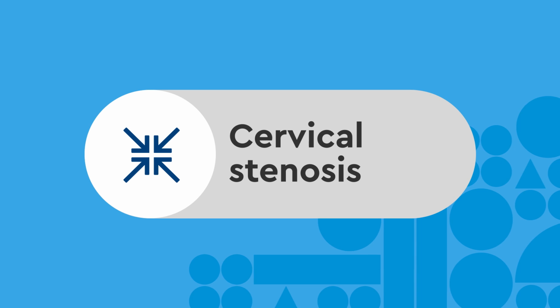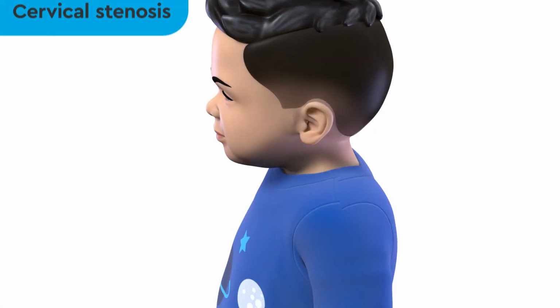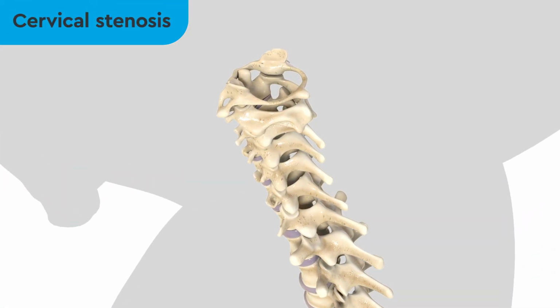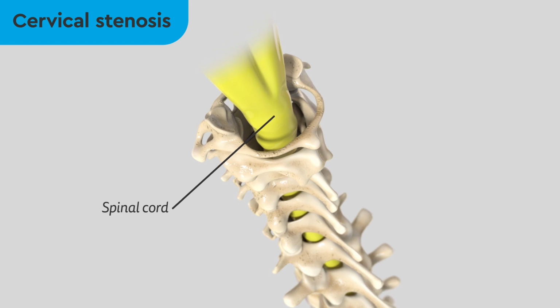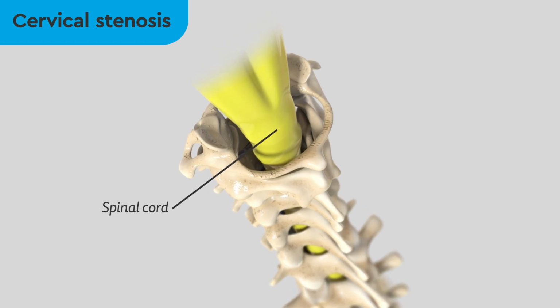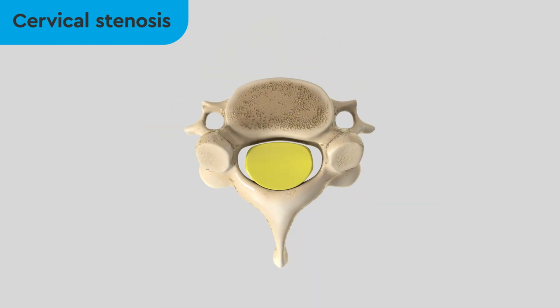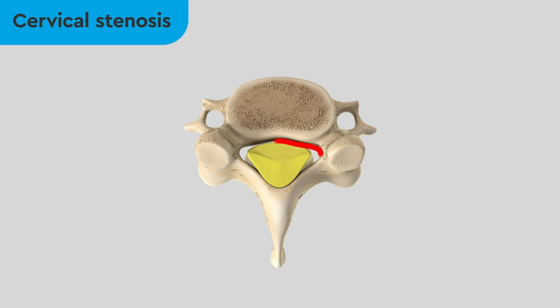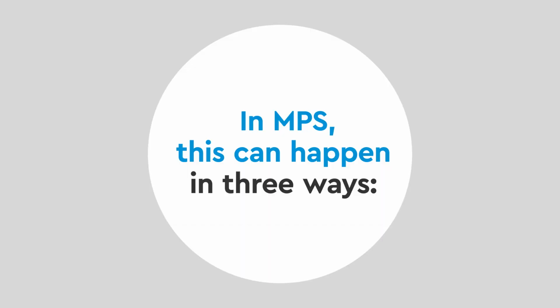Cervical stenosis. The vertebrae of the back make a long tunnel that protects our spinal cord. Cervical stenosis is when the spinal cord becomes pinched within the canal. In MPS, this can happen in 3 ways.